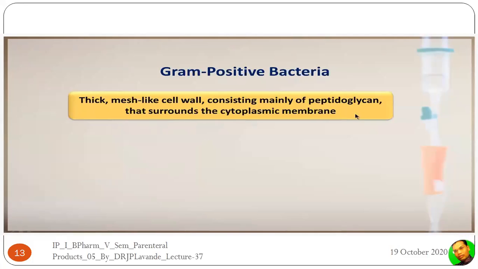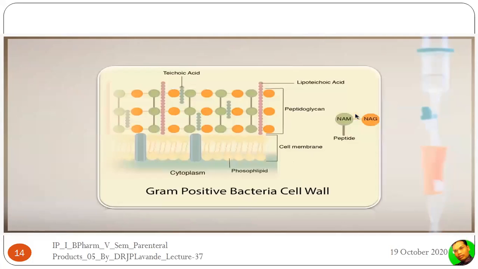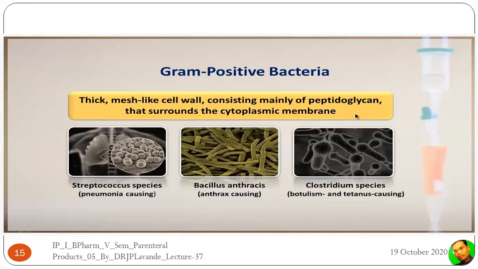What are the gram-positive bacteria? These are the bacteria which possess a thick mesh-like cell wall, consisting mainly of the peptidoglycan membrane, that surrounds the cytoplasmic membrane. So this is the cell wall of the gram-positive bacteria. You can see that they contain different components like teichoic acid, lipoteichoic acid, the peptidoglycan membrane, NAM, NAG peptides, and the cell membrane.